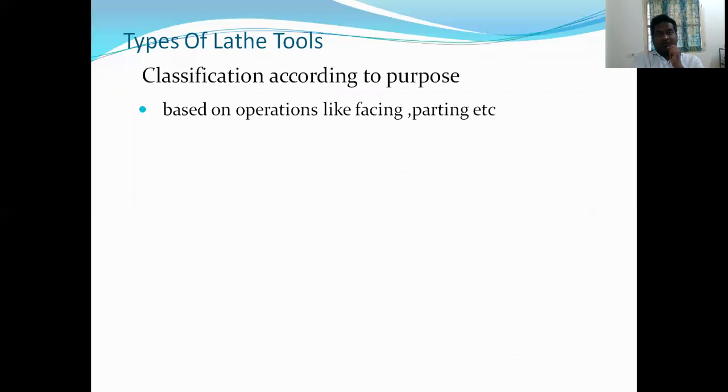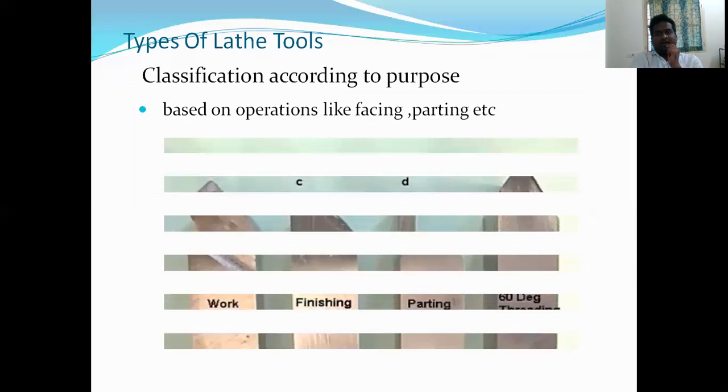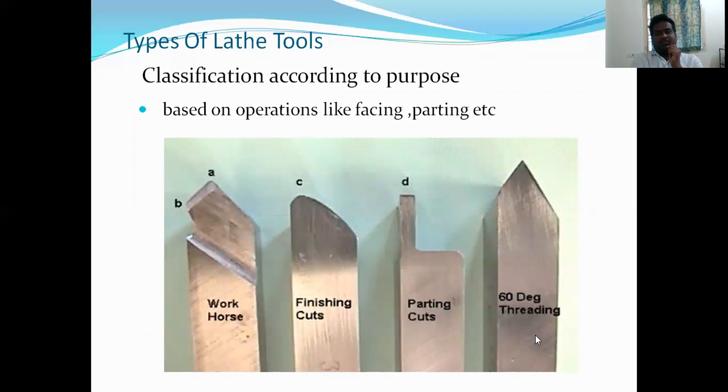We can also classify according to the purpose, based on operations like facing, parting, etc. In the figure itself, we have observed that for roughing operation, we are using cutting edges A and B. For finishing cuts, we are using this cutting edge. For parting cuts, we are using this cutting edge. For parting tools, the body is made of one material and the cutting edge is made of another material. And this type of tool is used for 60 degree threading.